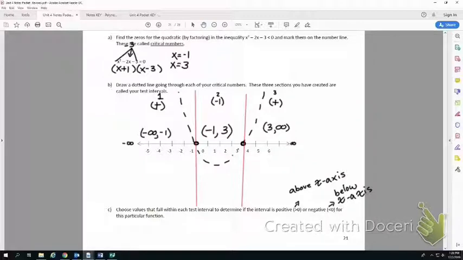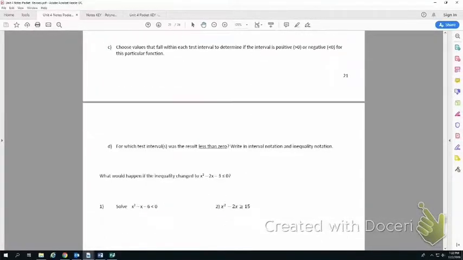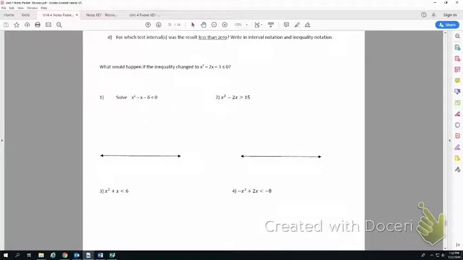So what would be the answer for this specific inequality? Is it sections 1 and 3, or is it section 2? Section 2, because it's asking for the one that is less than 0, or the part of the parabola that is below the x-axis. Okay, which that is -1 to 3, which we'll put at the very top on the next page.